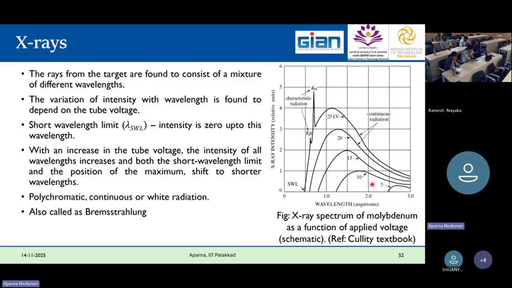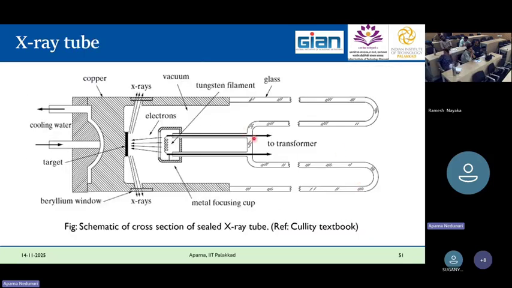Now, once they increase the voltage from 5 to 10, what they observed is that they can start seeing the intensity even before, at lower wavelengths, when compared to the 5 kilovolt one. Sorry, this is not volts, this is kilovolts: 5 kilovolts, 10 kilovolts, and so on. This kilovolt is the voltage that we are maintaining across this cathode and anode.